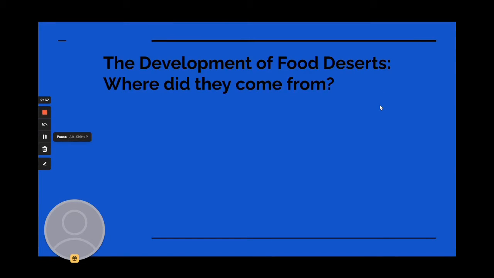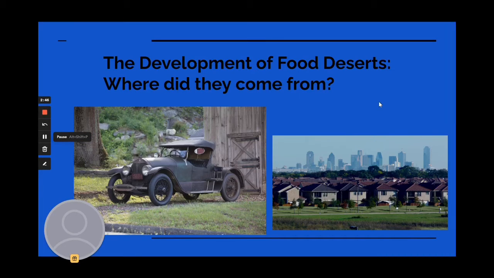So where did food deserts come from? What started them? With the diffusion of automobiles, so the privatization of transportation, more wealthy people were moving from the inner cities to the suburbs. And when they moved, the grocery stores followed them.